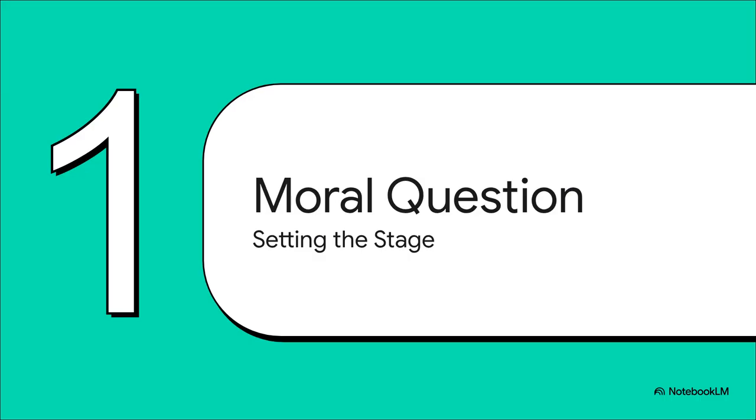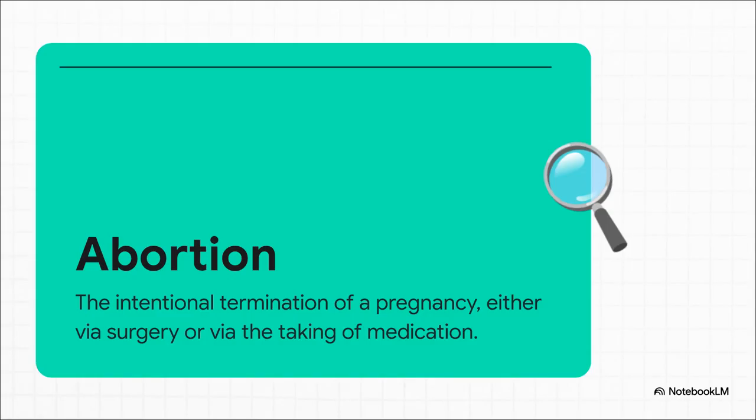Okay, so first up, the central moral question. Look, the goal of philosophy here isn't to give us some easy, clean answer. It's to bring clarity and structure to a really, really messy debate. Now, just to make sure we're all on the same page, let's start with a basic, neutral definition. Abortion is the intentional termination of a pregnancy, period, whether that's through surgery or medication. This is our common ground for the whole conversation.